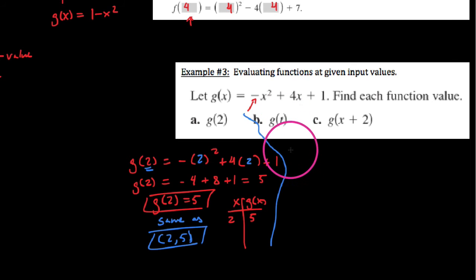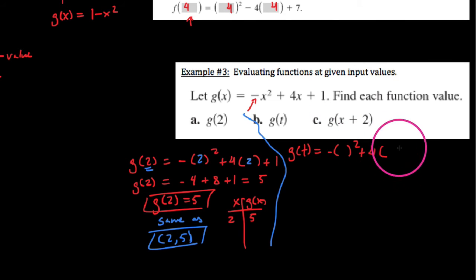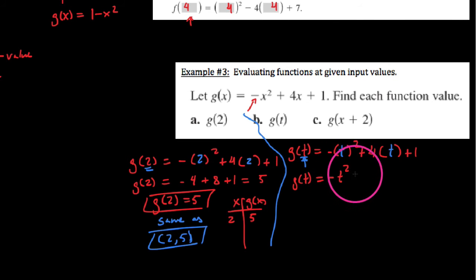Most of the time when I show this to people for the first time, they're like, well, how do I do this? It's just a letter. The neat thing about it is you still do the same thing. You take out all of our inputs, and you plug in whatever we were asked to plug in, which in this case is just t. So g of t, the output of our function if x is equal to t, is always negative t squared plus 4t plus 1, whatever that equals.